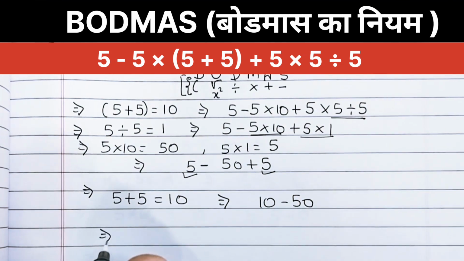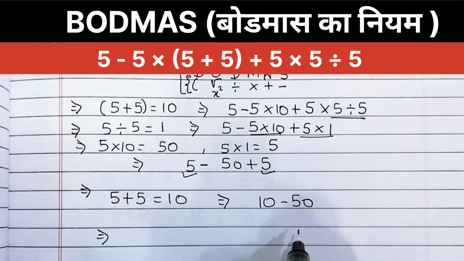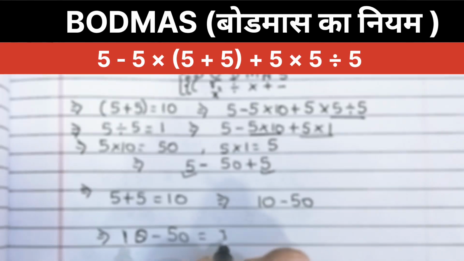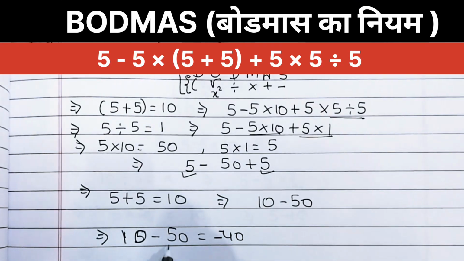So now the last step, subtraction. Finally perform the subtraction and subtract 50 from 10. So 50 minus 10 is 40, and the sign will be negative because the larger number has a negative sign. So now the final result is minus 40.